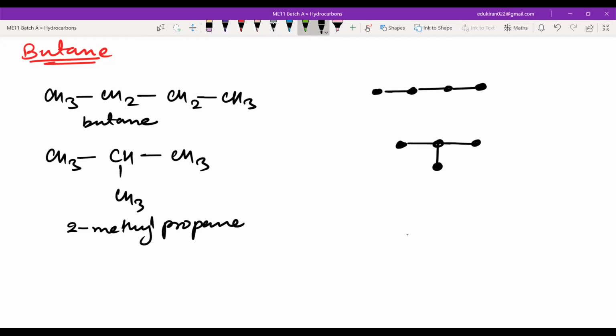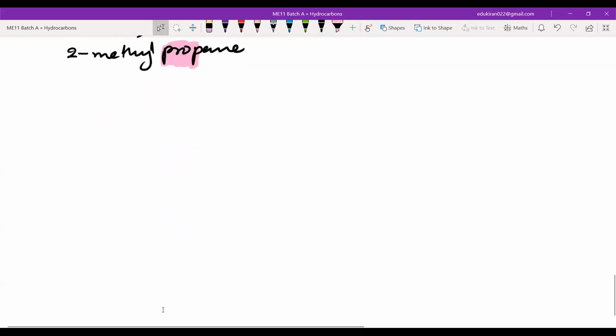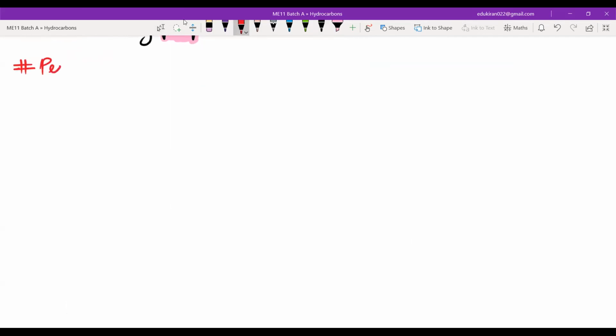So if you look here, we have a difference in the chain. The parent chain length, the main chain length, is different, and that is why these are known as chain isomers. Next, obviously, if butane has chain isomerism, pentane will also show chain isomerism. So next we will look at pentane.